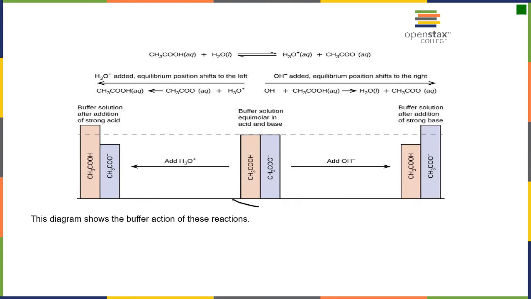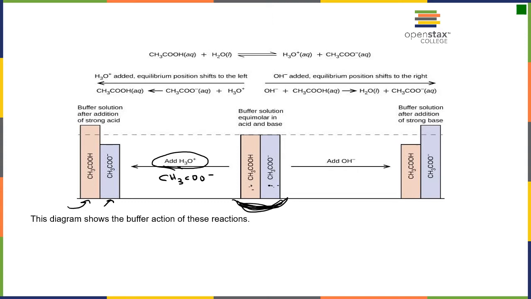So if we start out with a buffer system where we have equal amounts of the weak acid and its conjugate base, if I add some strong acid to it, acids react with bases, so it's going to react with the CH3COO minus, and when it does, the concentration of that goes down, and the concentration of the conjugate acid, CH3COOH, will go up.